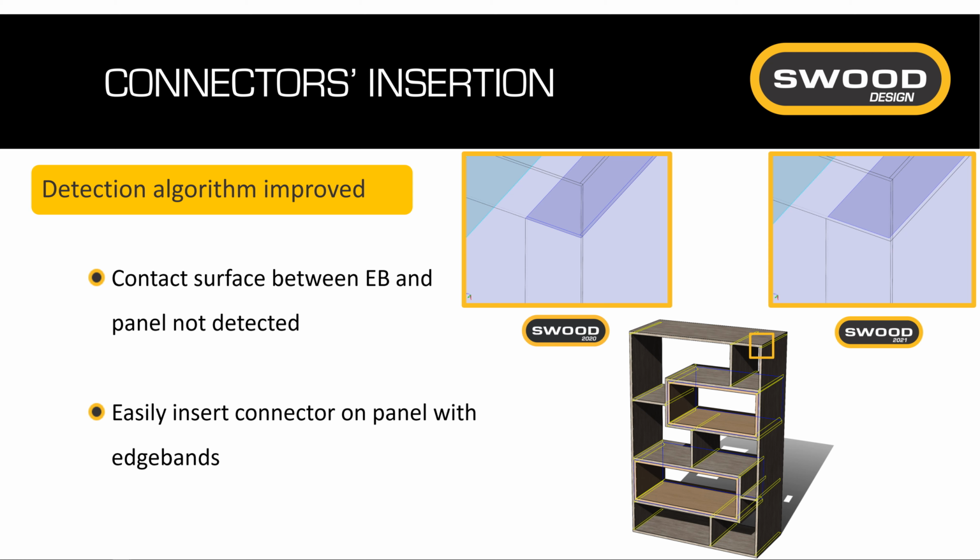So let's now move on to the second feature regarding connectors. The detection algorithm has been improved, so the contact surface between edgeband and panel are not taken into account anymore, which will make it way easier to insert connectors on your cabinets with edgebands. You can see the difference on this example, for which we had 3 contact faces detected on SWOOD 2020 and only 1 now on SWOOD 2021, which will allow you to select several contact faces at once easily for cabinets with edgebands.